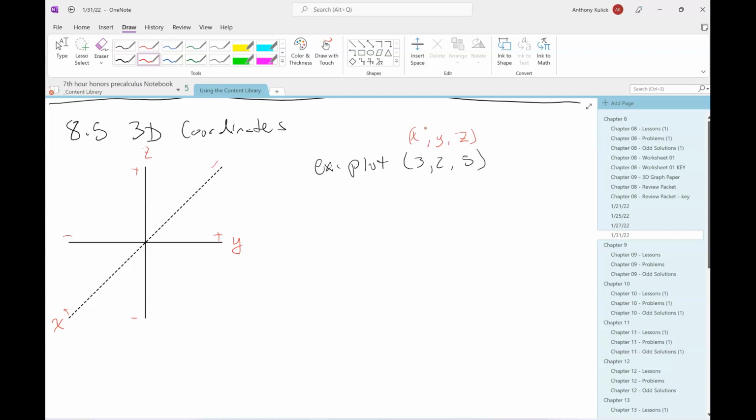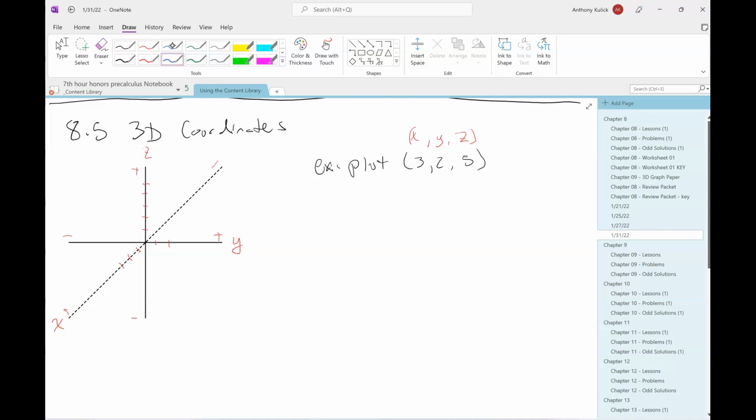Okay? So the first thing I'm going to do is start by putting 3 tick marks on the positive end of the y-axis, 2 tick marks on the positive end, 3 on the x, 2 on the y, and then 5 on the z. Everybody's okay there?